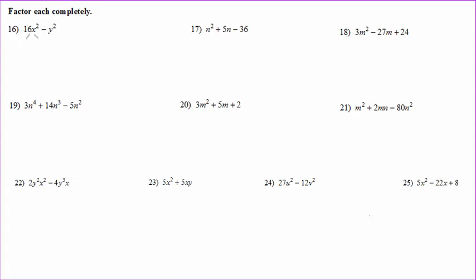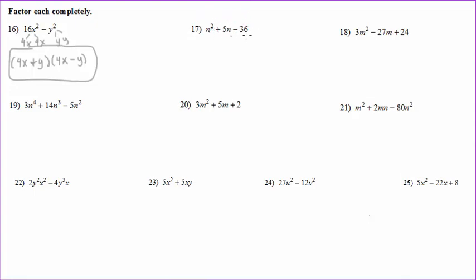So 16x squared splits up into 4x and 4x. Y squared is going to split up into y and y, which means that we'll have 4x plus y and 4x minus y. Okay, because the front of your parentheses is what you're going to do to multiply to get 16x squared. The end of your parentheses is what you've got to do to multiply and get negative y squared. So that's our answer. And keep in mind, none of these say equal 0, so we're not trying to set any parentheses equal to 0 and solve.